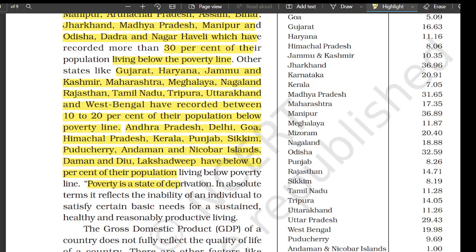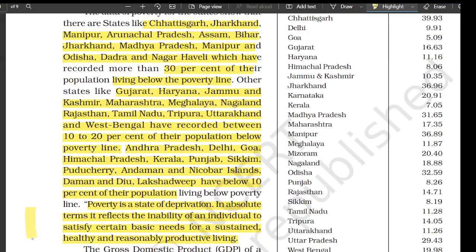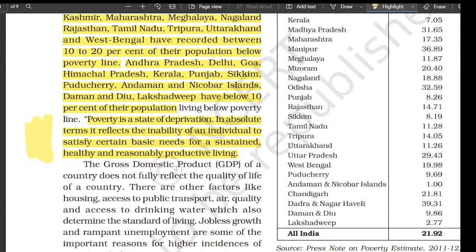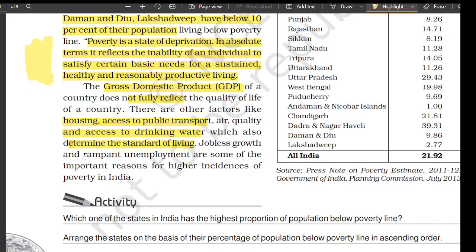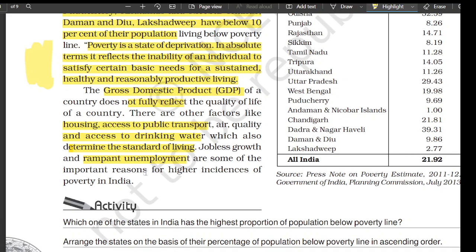Poverty is a state of deprivation in absolute terms. It reflects the inability of an individual to satisfy certain basic needs for a sustained, healthy, and reasonably productive living. The gross domestic product (GDP) of a country does not fully reflect the quality of life of a country. There are other factors like housing, access to public transport, air quality, and access to drinking water, which also determine the standard of living. Jobless growth and rampant underemployment are some of the important reasons for higher incidences of poverty in India.